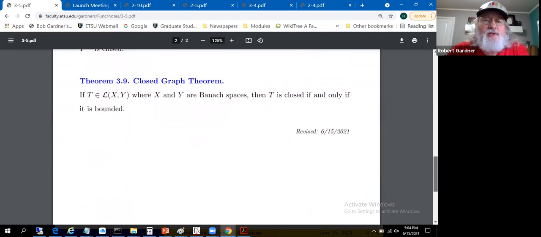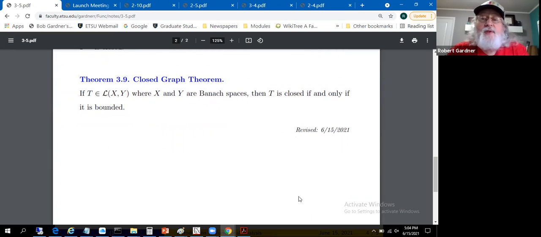Next, the last result in this section is called the closed graph theorem, and it relates, in the Banach space setting, closedness of a transformation to boundedness. Oh, and remember, if a linear transformation is bounded, then it's continuous between Banach spaces. Theorem 2.16. I'm not going to remember the numbers, but we've used that one enough. I remember the number even. So the closed graph theorem formally says: if T is a linear transformation from X to Y, where X and Y are Banach spaces, then T is closed if and only if it's bounded.